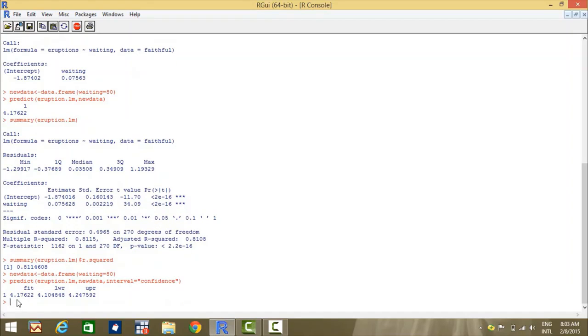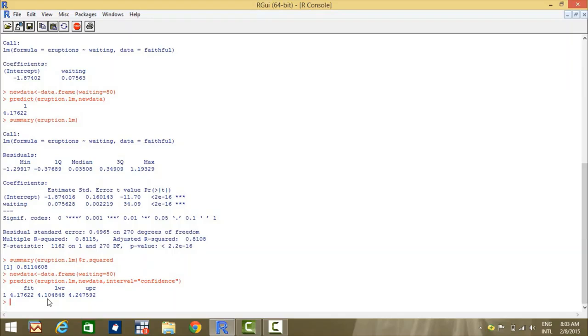The fitted value is 4.17 and the lower and the upper bounds, the 95% confidence interval bounds, are 4.10 and 4.24 respectively. That means the 95% confidence interval for the mean value of the dependent variable, given that the waiting time is 80 minutes, is between 4.10 and 4.24. Its estimate has been found to be 4.17. So with this, we've done the confidence interval. Now let us come to the prediction interval for this linear regression. Again, the question is to find out the prediction interval given a particular value of the explanatory variable.